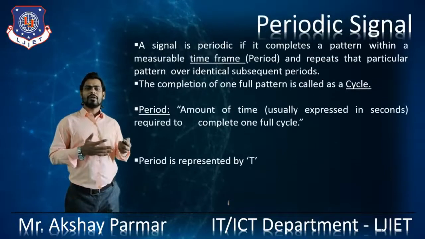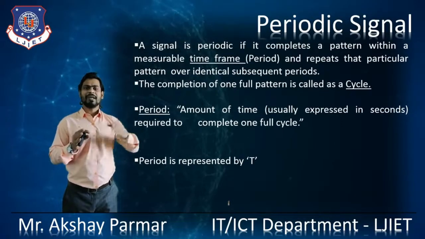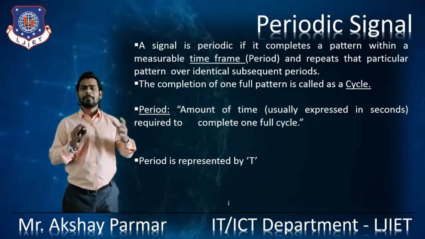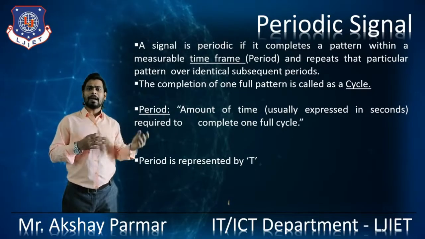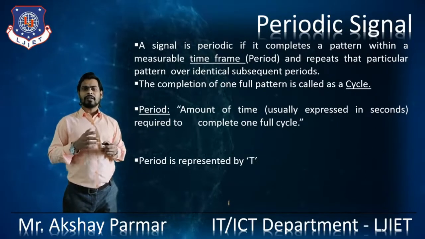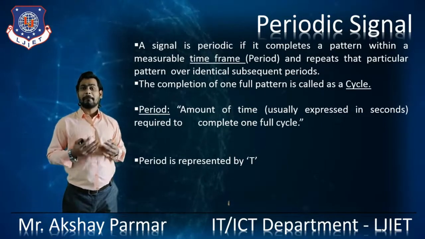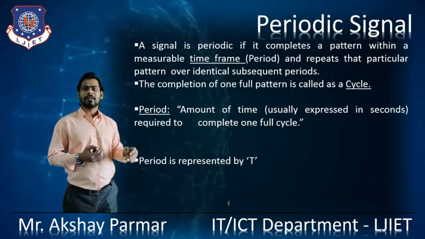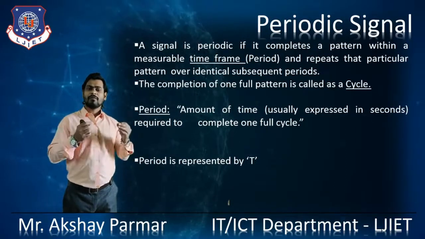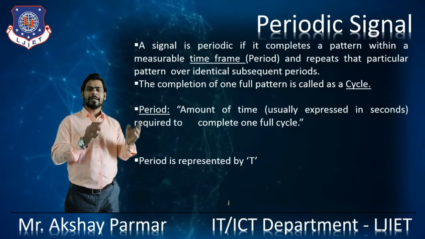What do you mean by the term periodic? A signal is periodic if it completes a pattern within a measurable time frame, and repeats that pattern over identical subsequent periods. For example, a sine wave repeats its pattern within a given time interval. The amount of time required to complete one full cycle is called the period.